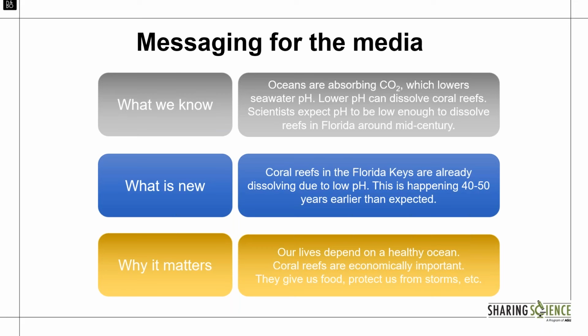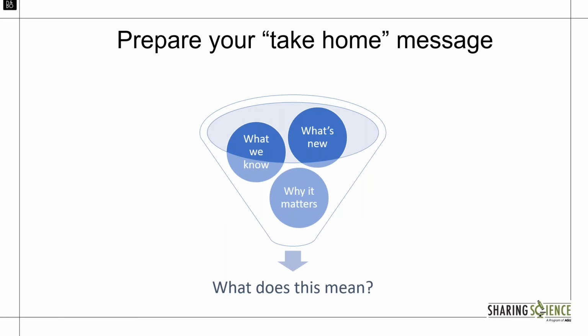So an example of this is a press release that AGU put out a couple of years ago around ocean acidification in the Florida Keys. For this, what we know was, okay, oceans are absorbing carbon dioxide, which lowers seawater pH, and that can dissolve coral reefs. So they expect to see this happening in Florida around mid-century. What's new is that researchers found that this was already happening. Coral reefs were already dissolving 40 to 50 years earlier than expected.